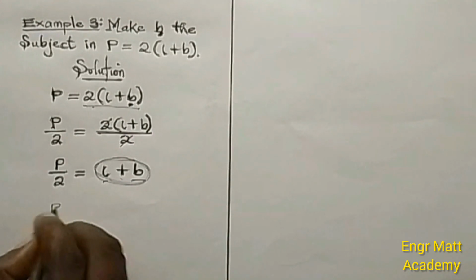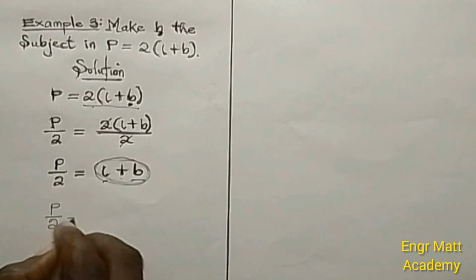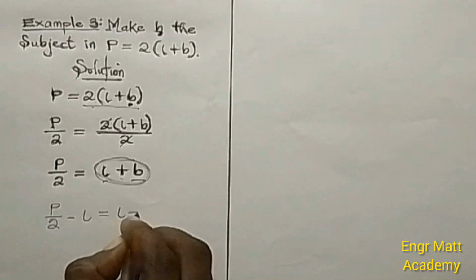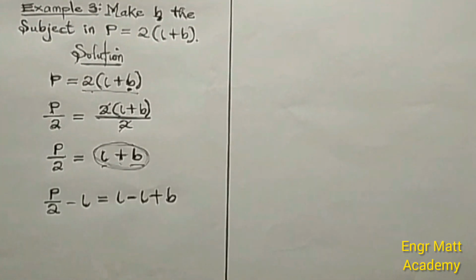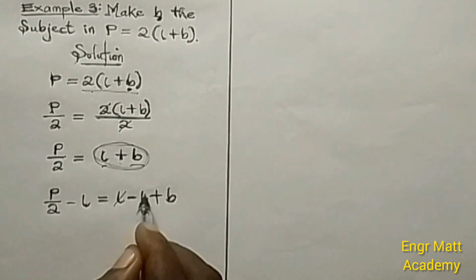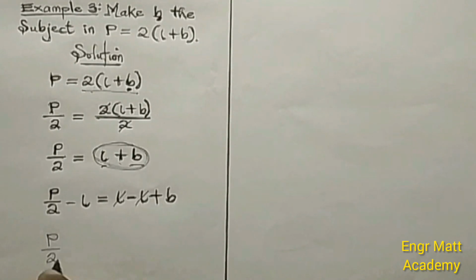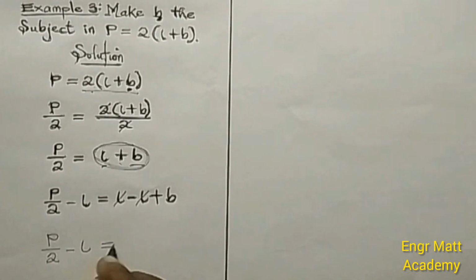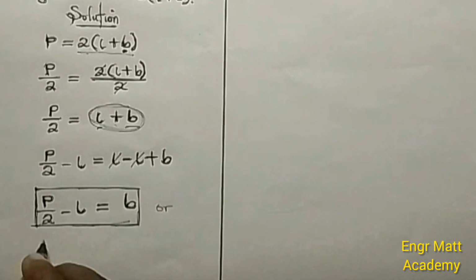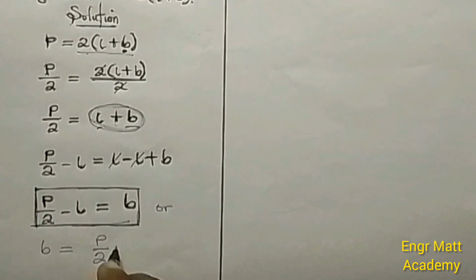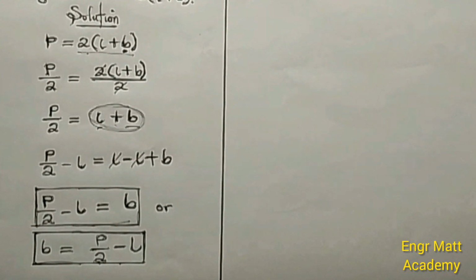That is, P divided by 2 minus L equals L minus L plus B. So L and L cancel out. We now have P over 2 minus L equals B. And this is the answer. Or you could swap position and say B is equal to P over 2 minus L. So whether you leave your answer like this or like this, you are correct.